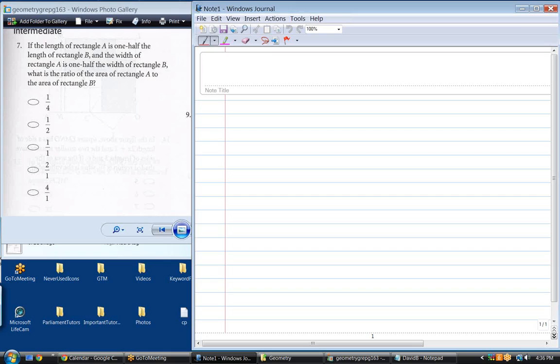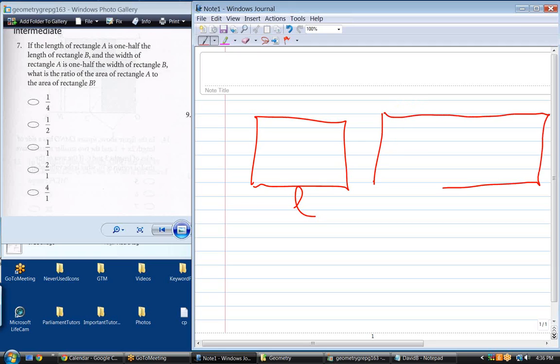Let's draw a picture. If you don't know where to begin, always draw a picture. My other rectangle must be 2L. Or I could have labeled this 1/2 L and L. The width of rectangle A is 1/2 the width of rectangle B.